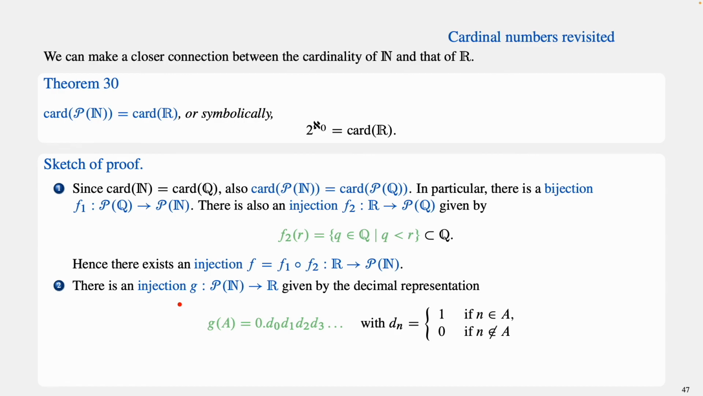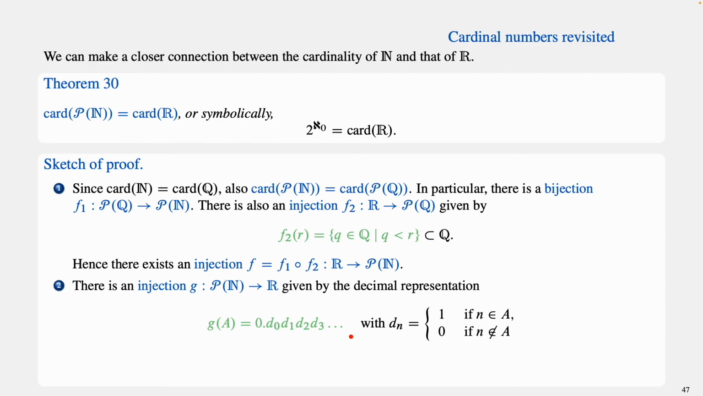And we can recycle the idea of the characteristic map from the proof for finite sets in the following form. So I want to have an injection g from the power set of N into the real numbers. And I do this via a decimal representation for a subset A of the natural numbers. I take the real number 0.d0 d1 d2 d3, where the d's are the decimal digits. The nth digit is set to 1 if the element n is contained in the subset A. This is a natural number, so I can check if it's contained in the subset A. And I set it to 0 if n is not contained in A. And in this way, I construct the decimal expansion for a certain real number.